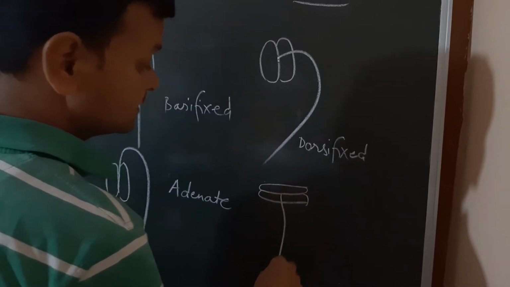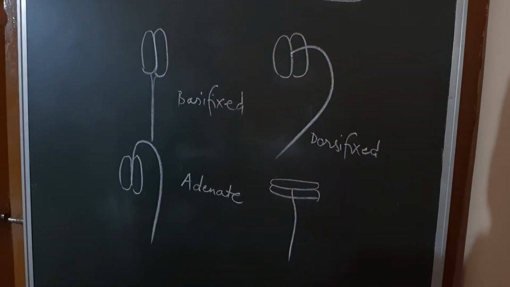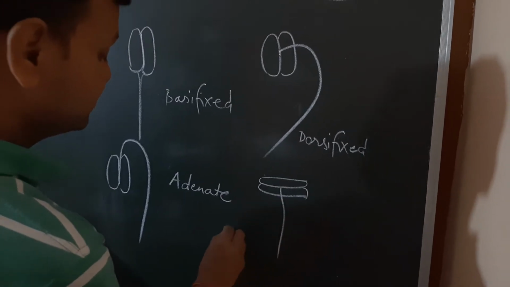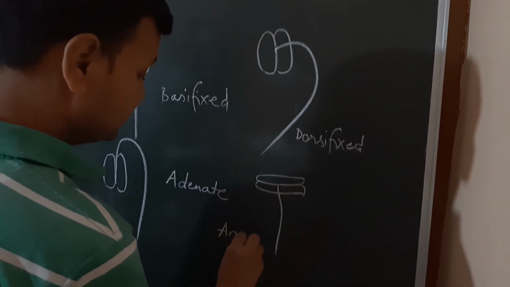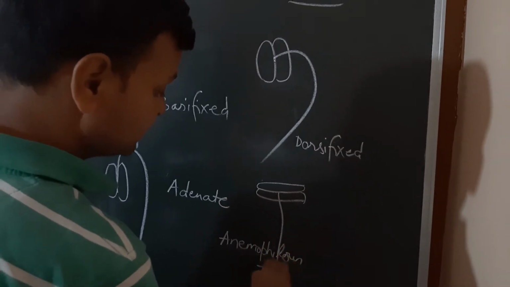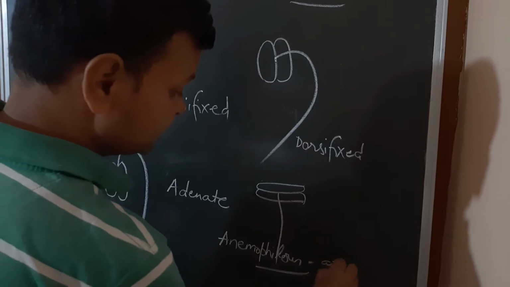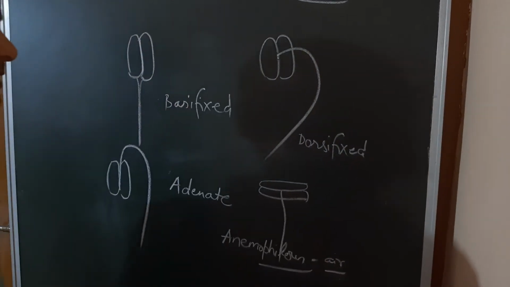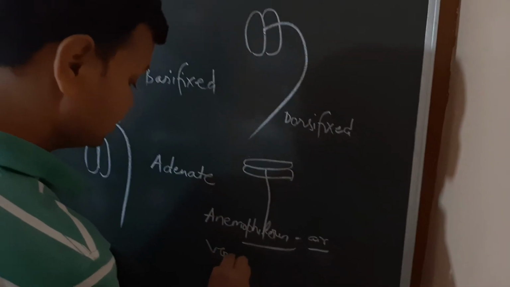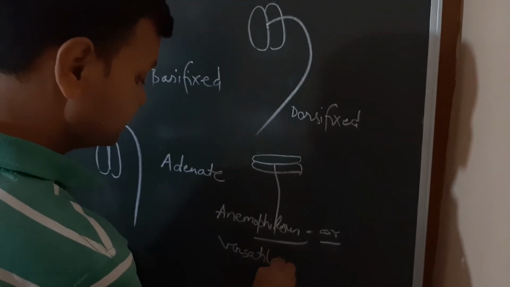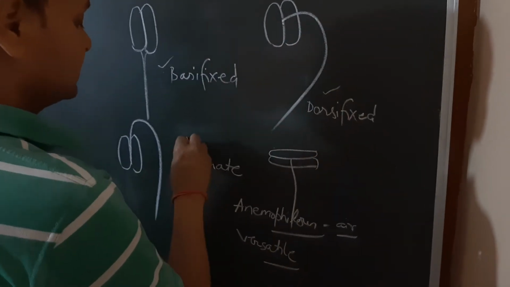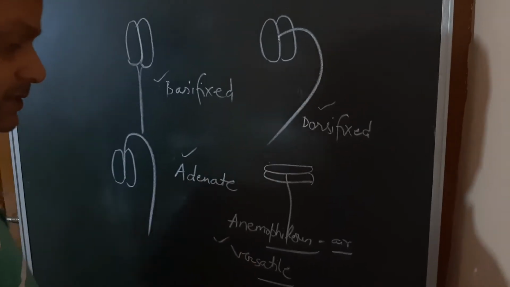And there is one more form here, and for this we will draw the anther first, a bilobed structure, and the filament is in the center where the anther is able to dangle. This is seen in the case of anemophilous flowers. Those flowers which are pollinated by air are called anemophilous, and this type of position is called versatile position. So there are different positions of the anther with the filament. It could be basifixed, dorsifixed, adnate, or versatile position.